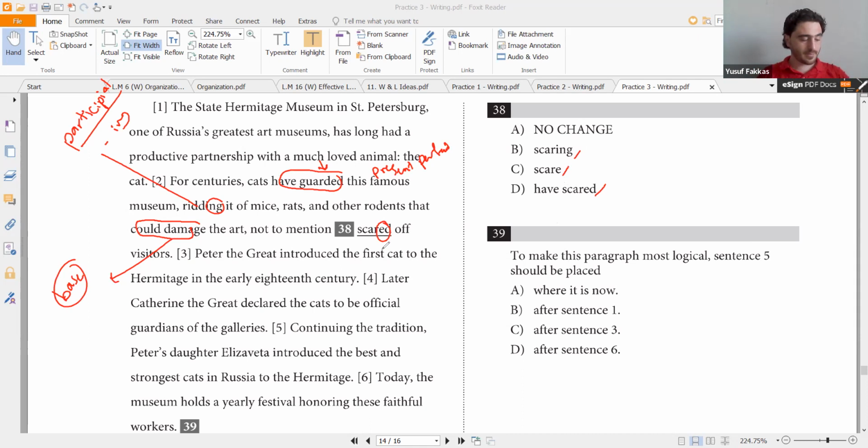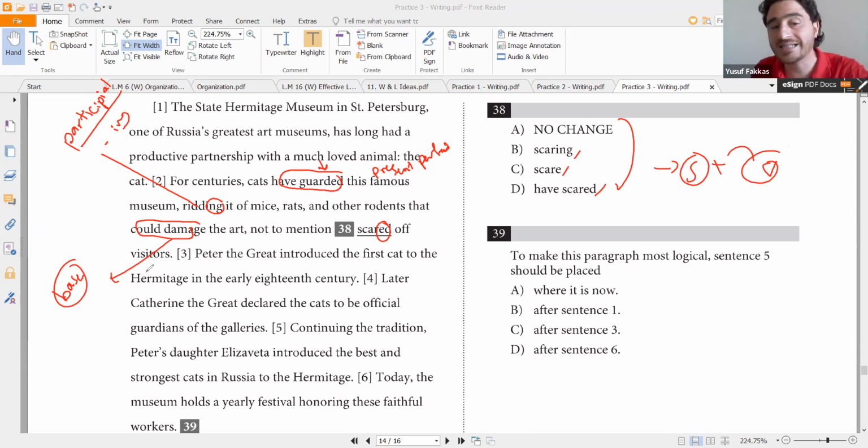Okay, so what do we do? You tell me. I have all the different forms here, so which one should I stick to? Yes, please. I was saying be scaring. Why? Because it needs to be parallel to ridding. All right. When you have a list of different... no, it's not the closest. Let me tell you something. Of course, we need just to connect this verb to its what? To its subject. So we ask ourselves, who is scaring off the visitors?